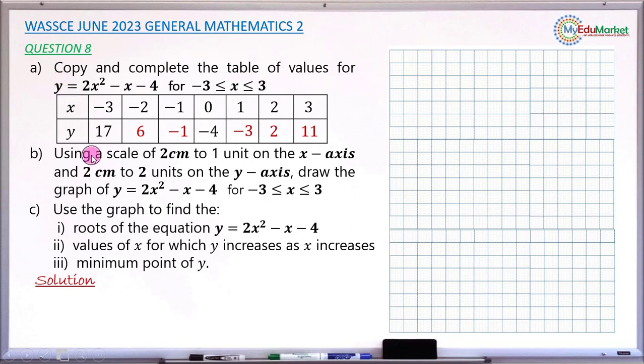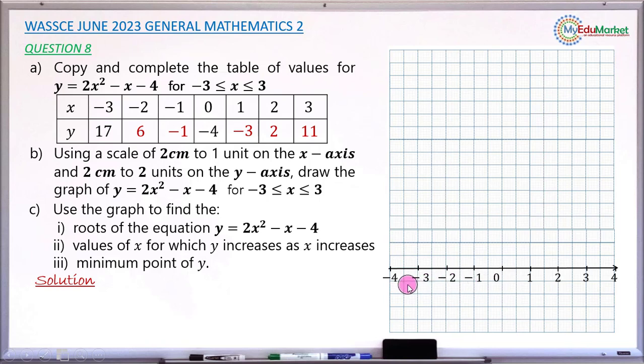Next is to answer question B. We are asked to draw the graph of this function y equals 2x squared minus x minus 4. To draw the graph, this is our graph paper. It is usually provided in your answer booklet. What you do first is to draw the axes. We have our table complete, so draw the x and y axes. Starting with the x-axis, I have some negative values and some positive values based on my table. You can see x starting from minus 3 to 3, so your table must have all these x values.